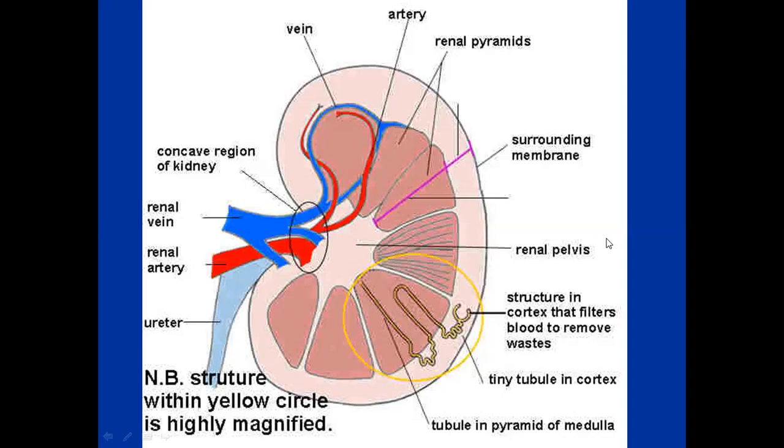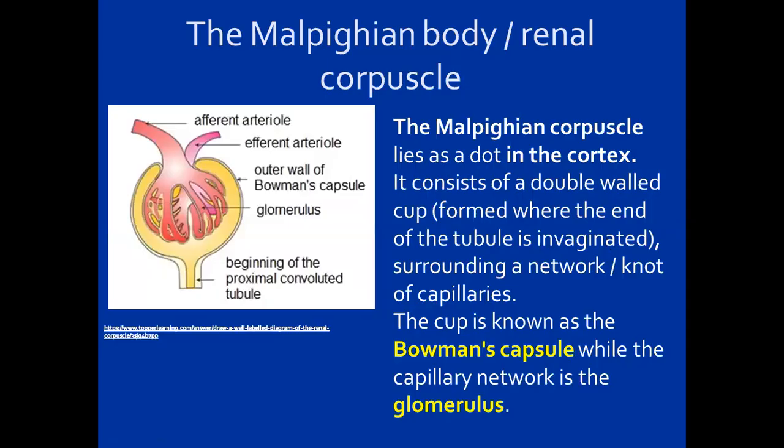Okay. All right. So now we're going to go back and we're going to discuss the actual structure of each of these little parts in more detail. So remember, I said to you that I was going to do it simply, then a little bit more detailed, then even more detailed. So here we go. Okay, so the Malpighian corpuscle, or the renal corpuscle, lies as a little dot within the cortex. If you use quite a high magnification hand lens, you can actually see it.